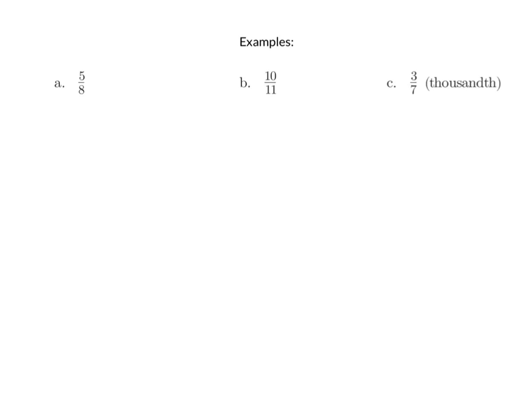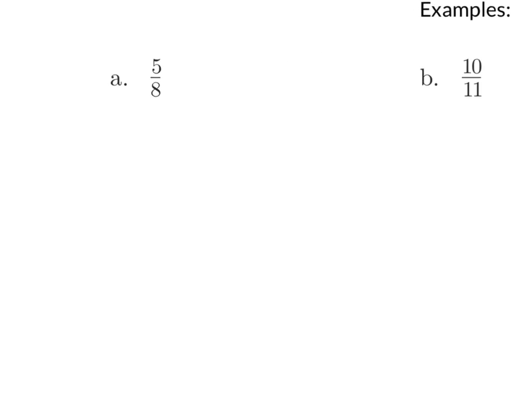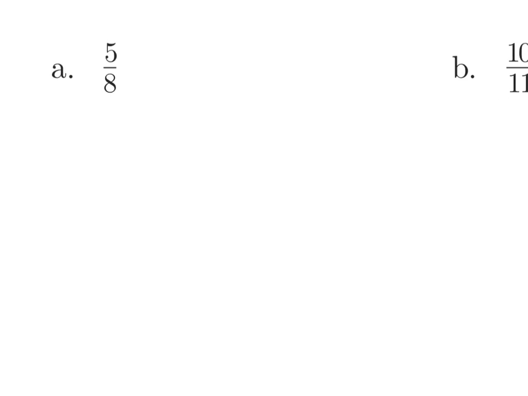Okay, so let's start with example A. We want to convert 5/8 into a decimal. So we're going to set up our division problem. I'm going to put 5 inside the division and 8 will go outside. The first thing we want to do is add a decimal point as well as a 0. And then we can go ahead and start our divisions.